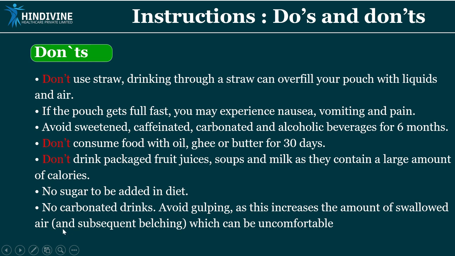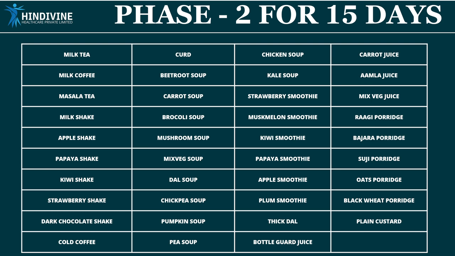No sugar in the diet and no carbonated drinks. Like in a clear liquid diet, they may ask you for diet cokes and all those low calorie drinks, but they should not be taken, otherwise they will feel uncomfortable. Then after phase 1, this is phase 2, which is again for 15 days.